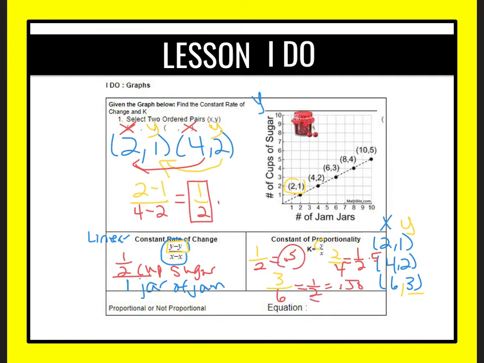So I can see, are my ratios giving me the same constant of proportionality? I'm going to say yes. So ratios are equal.